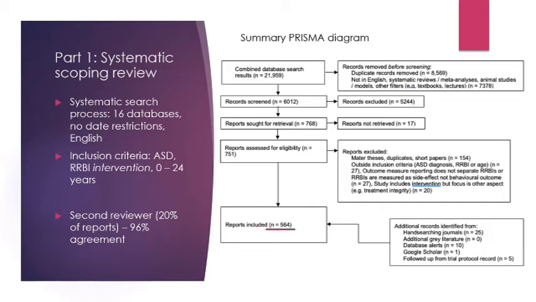I did have a second reviewer, so they looked at a random selection of 20% of reports, and there was 96% agreement between us. This is a summary of my search process diagram, but the number that really matters, I guess, is the one that's underlined. So I ended up with 564 reports in total. So we could move to the next slide, please.